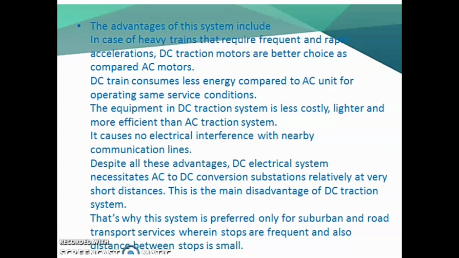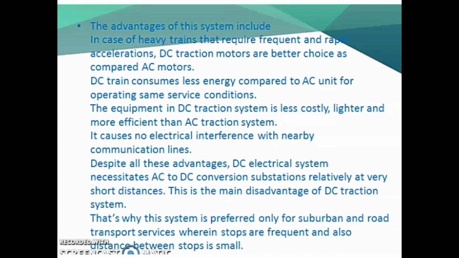So advantages of this system include: in case of heavy trains that require frequent and rapid acceleration, DC traction motors are a better choice as compared to AC motors. A DC train consumes less energy compared to AC units for operating the same service condition. The equipment in DC traction system is less costly, lighter, and more efficient than AC traction system. It causes no electrical interference with nearby communication lines.